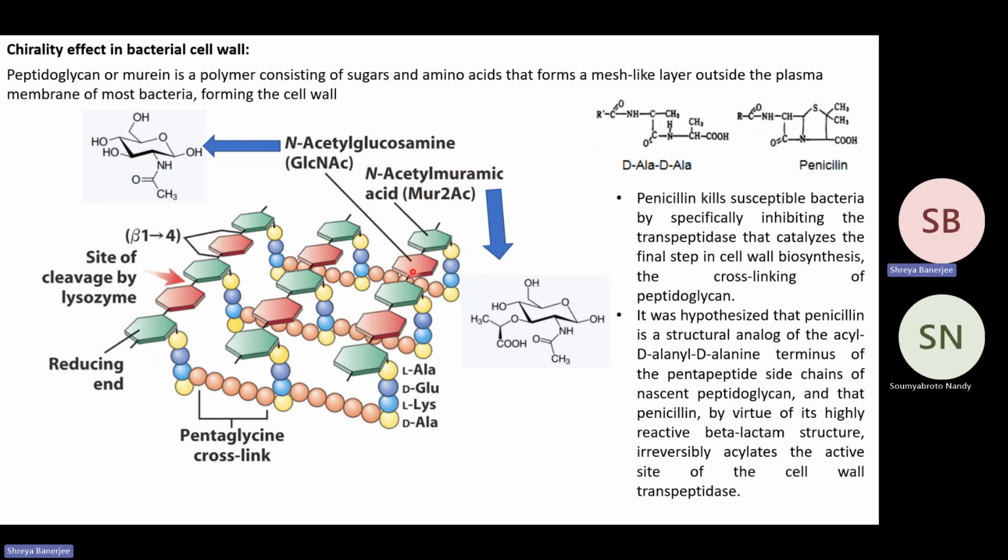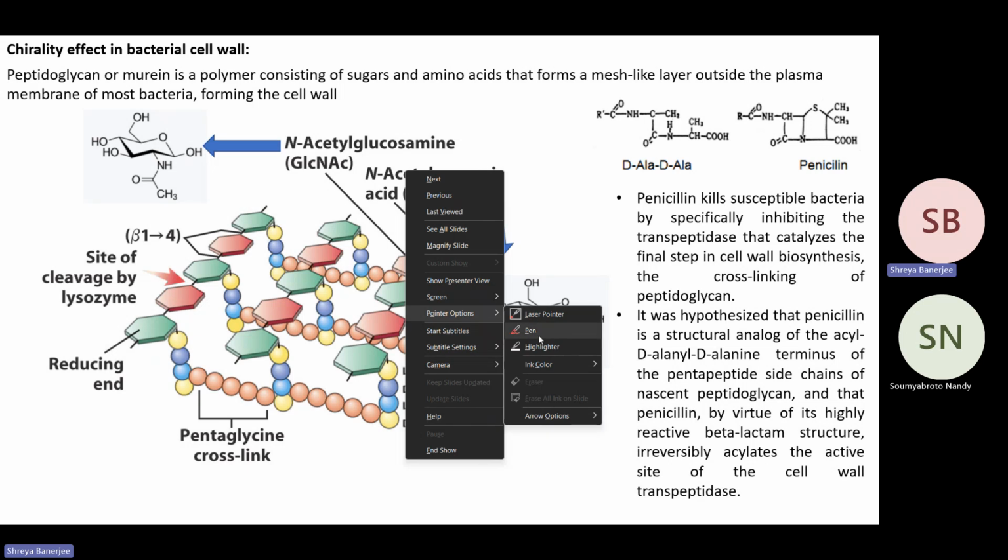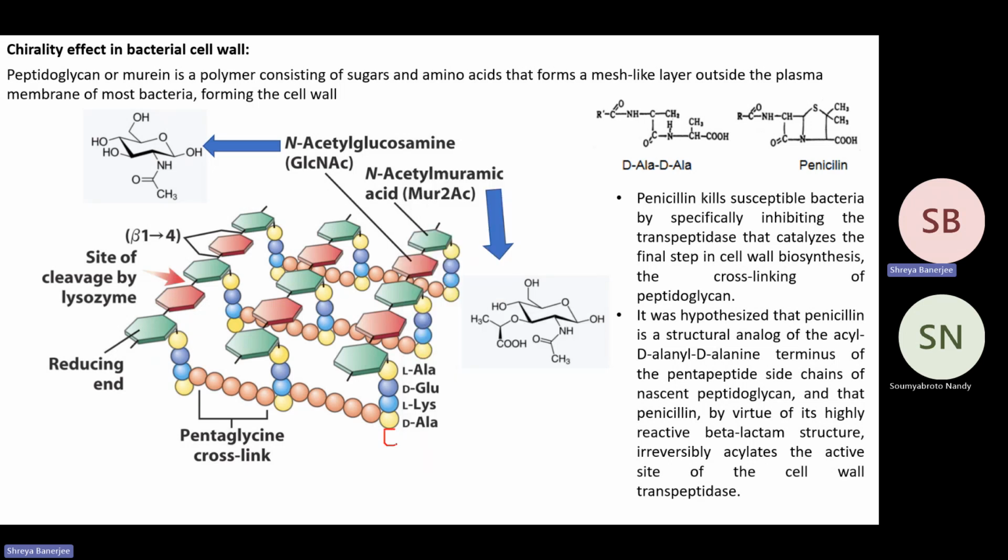So these sugars occur in an alternating pattern, and in between the sugars, they are connected by different amino acids. So there is a mixture of L and D amino acids cross-linking the sugars. Now, why the chirality? You don't need to remember the structure or anything, but this is an example of why the chirality is important. Actually, here it's not shown, but there is another D-ala under this. So this is D-ala, there is another D-ala under this.